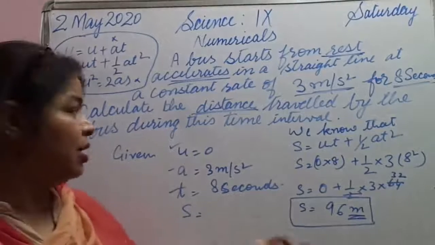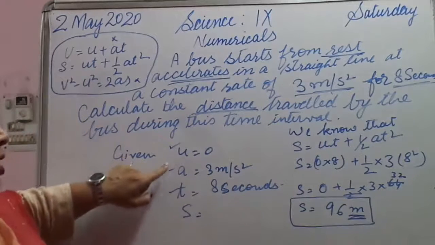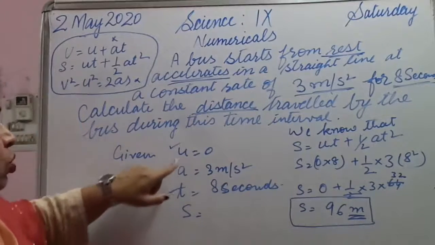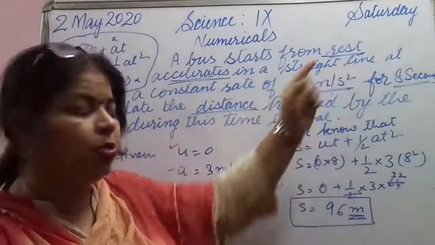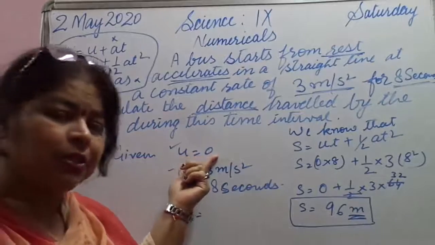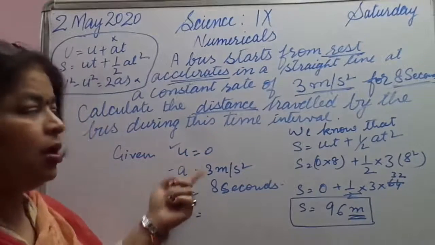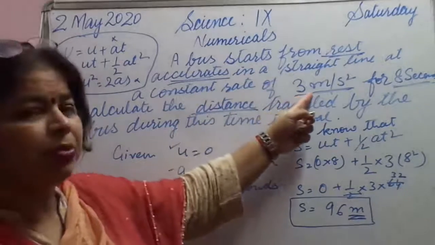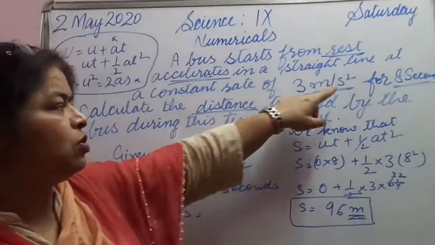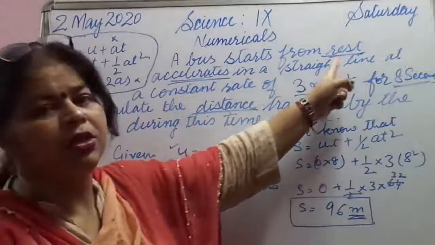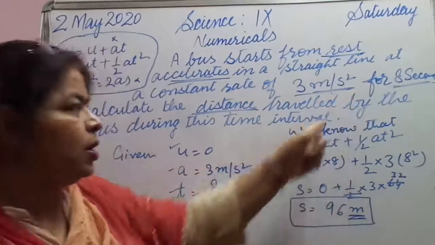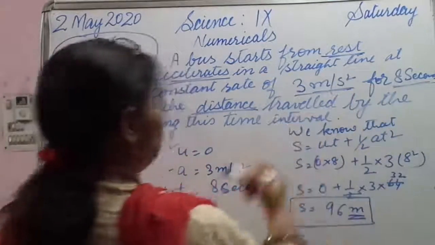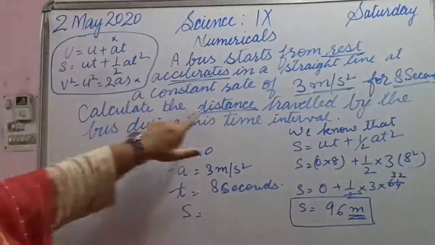I hope it is clear. Let us see again. U is not directly given, but it is giving the hint that it is at rest. So it means the value of U is 0. Then comes A. Acceleration is given, 3 meter per second square. If you get confused, then go through the units. Units you have learnt. Acceleration is meter per second square. Then time is given, and you have to find out the distance.